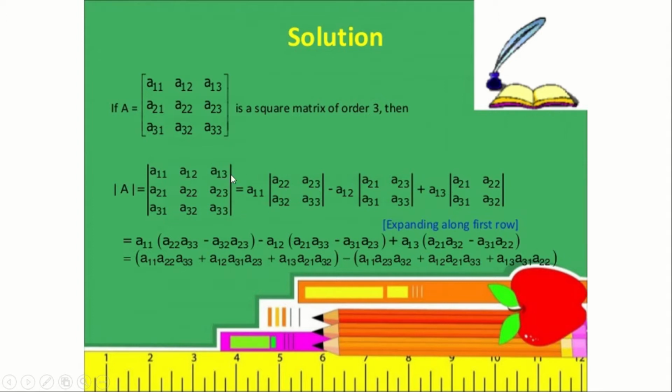So next is the last element in the first row. If we consider this, this column and this row will get deleted. So the remaining will be A21, A22, A31, A32.